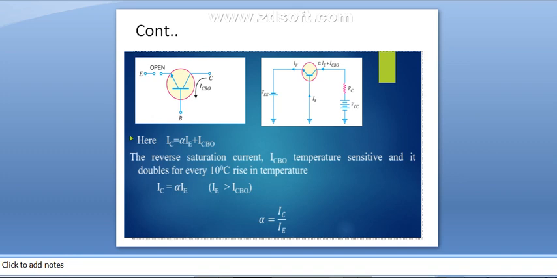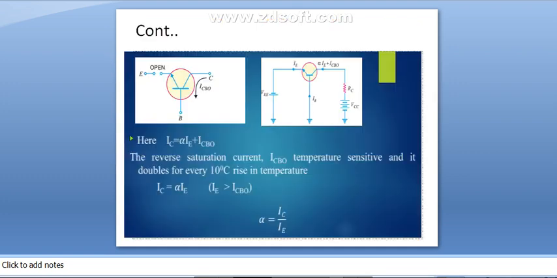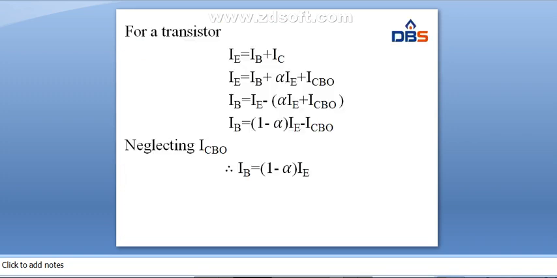Here alpha is the current amplification factor in common base configuration. It is the ratio of output current to input current. In common base, the output current is the collector current IC and the input current is the emitter current IE. So alpha is IC by IE.